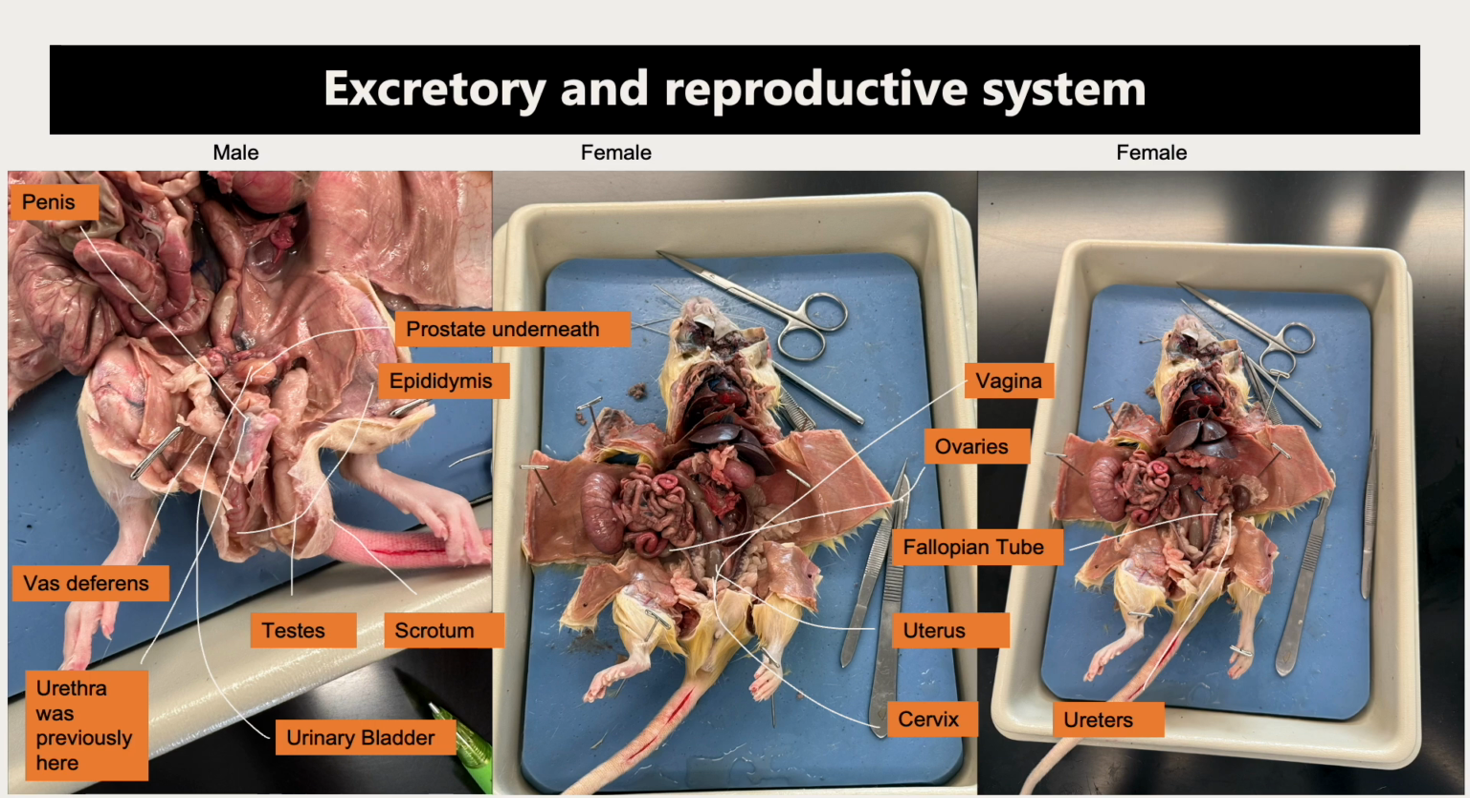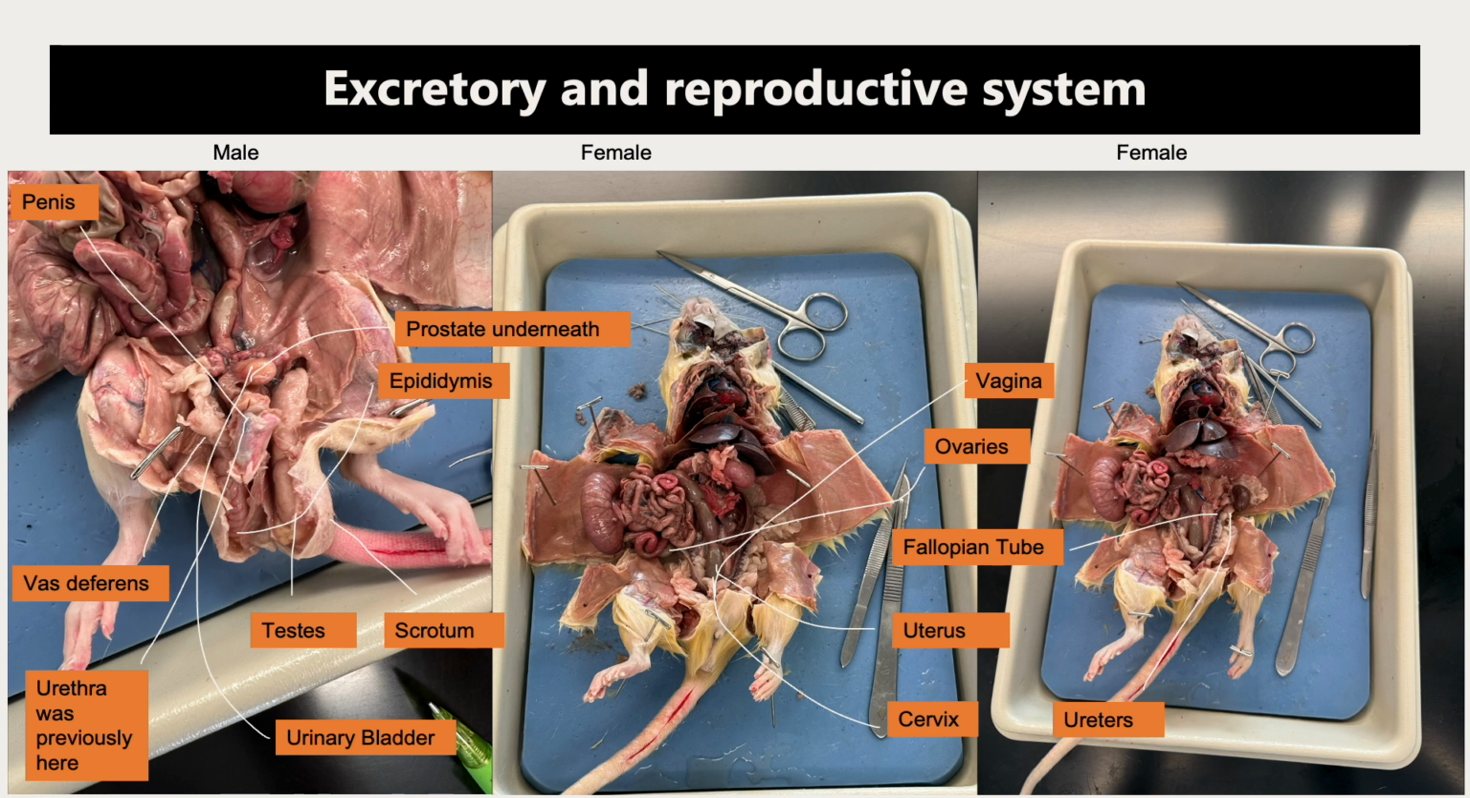And then excretory and reproductive systems. Here we have the penis, which we kind of ripped open, and the prostate would be underneath. And then we have the testes, which are connected to the epididymis, which transports the sperm through the vas deferens into the bladder area. And we have the urinary bladder, which is kind of hard to see, a small bulb area. And then we have the scrotum, which would be the outside that protects the testes, and the urethra, which was previously near everything as well.